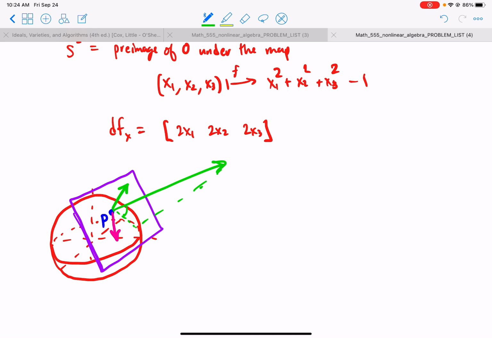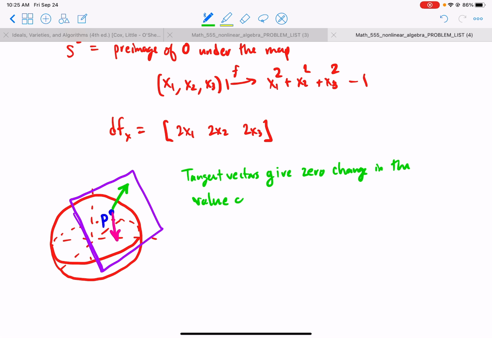But some motions are special. I move, and I'm basically still, the function's value is almost the same. Maybe it moves a little bit. If you move in the tangent space, you're going to be off the variety a little bit. You're going to be off the sphere a little bit. But to linear approximation, you're not. So that's one intuition for tangent vectors: they give zero change in the value of f.